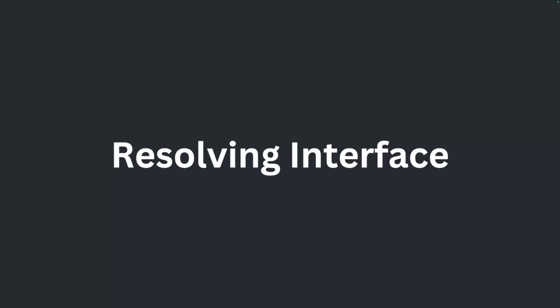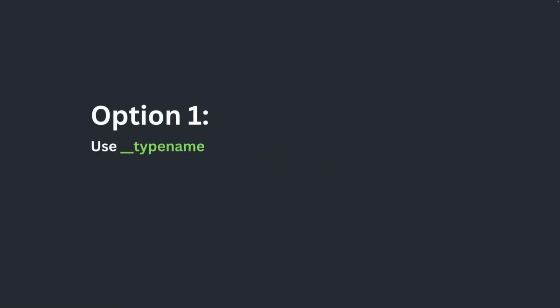Now let's look at how we can resolve an interface. An interface is a special type where there could be many implementing types. Therefore, we have to tell the server which implementing type a payload is, otherwise there will be a runtime error. There are three ways where we can tell the server which implementing type it is, and we're gonna explore it next. First option is to use __typename when returning the mapper.